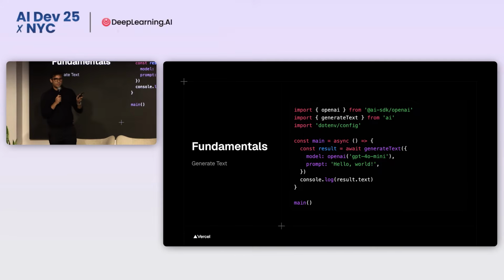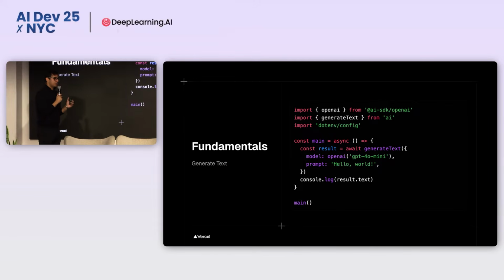So the first fundamental, or the first primitive that I'm going to talk about, is called the generateText function. And this function is kind of what it sounds like, right? You would use this to generate some text by making a call to the LLM. And diving a little bit deeper into the code snippet that you see here, you'll see that we're defining a simple main function, which is going to be asynchronous in nature. We are calling the generateText function, which is imported from the AI package, which is the AI SDK package.